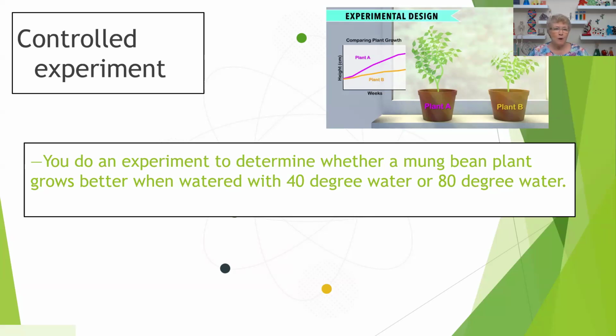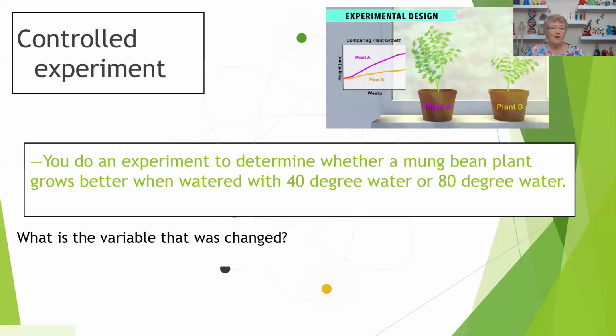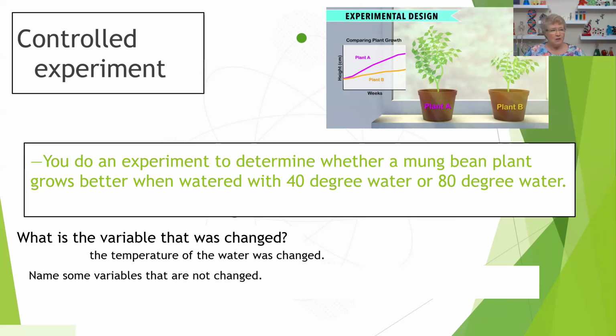So look at this experiment that controls and compares these two different water temperatures and plant growth. So what is the variable that's changed? What is the independent variable? Toby. The temperature of the water. Temperature of the water is the thing that we are changing. That is our independent variable, the thing that we change. Name some variables that are not changed. What are some of our controls?